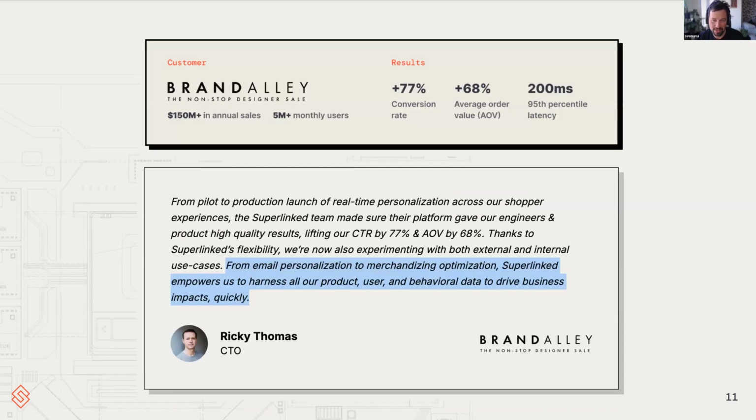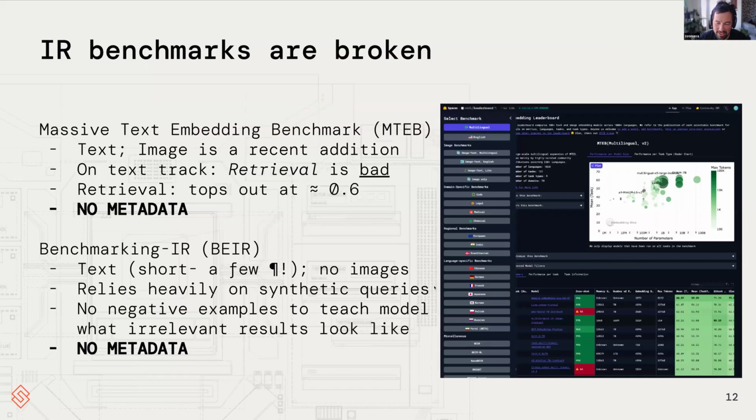And then a similar case study with a fashion retailer. They added more than $10 million to the bottom line when they started to work with us. And then I'll mention something about evals.